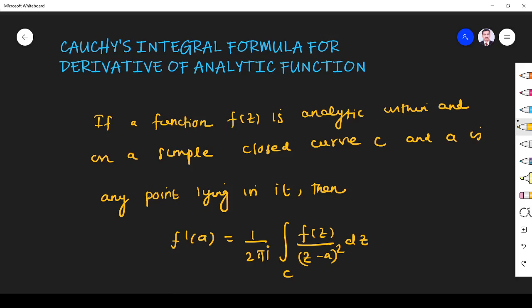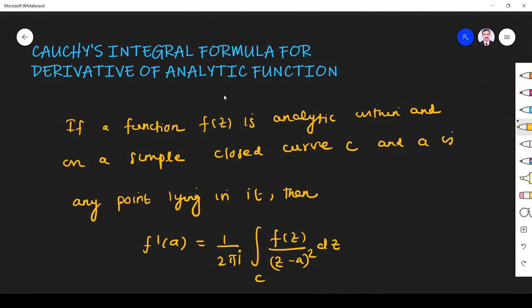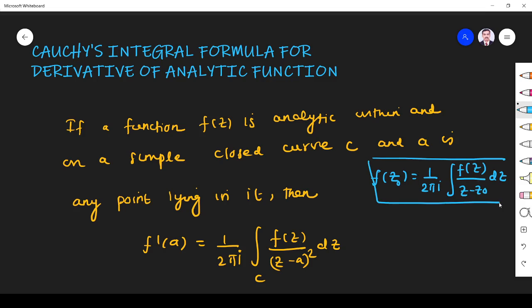Hi friends, in this video we will see Cauchy's integral formula for derivative of analytic function. I have already posted one video on Cauchy's integral formula for analytic function. For that, the formula is given by f of z naught is equal to 1 by 2 pi i, integral of f of z divided by z minus z naught dz. This is Cauchy's integral formula.